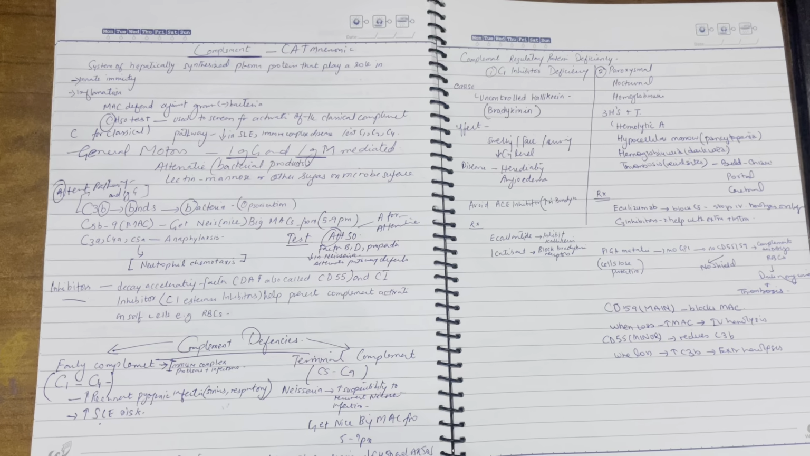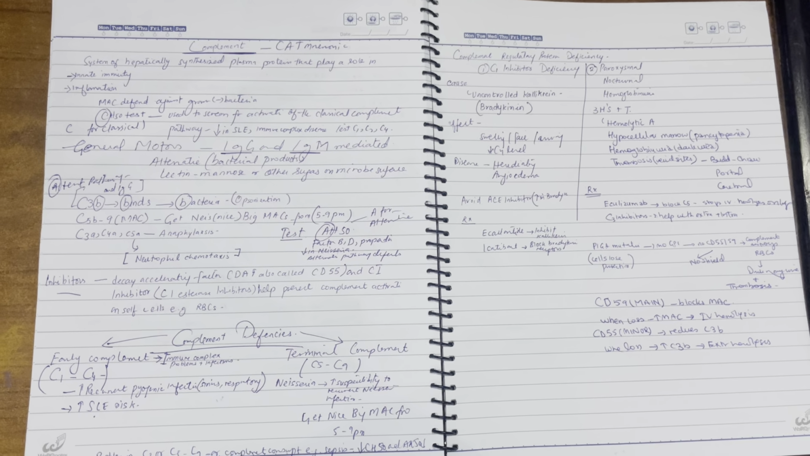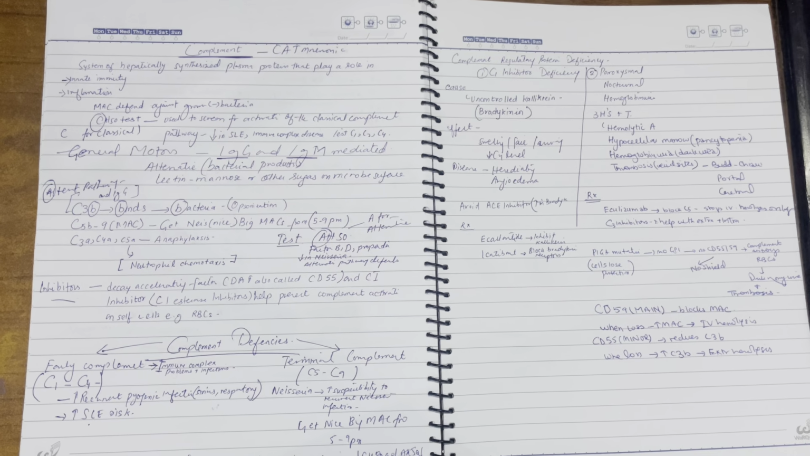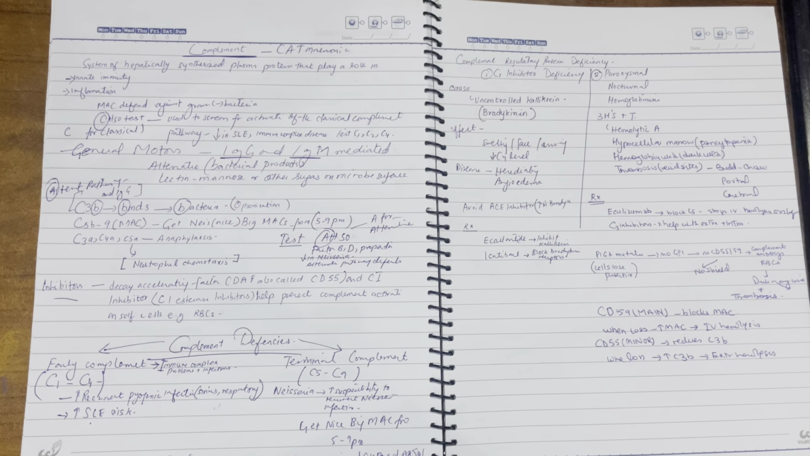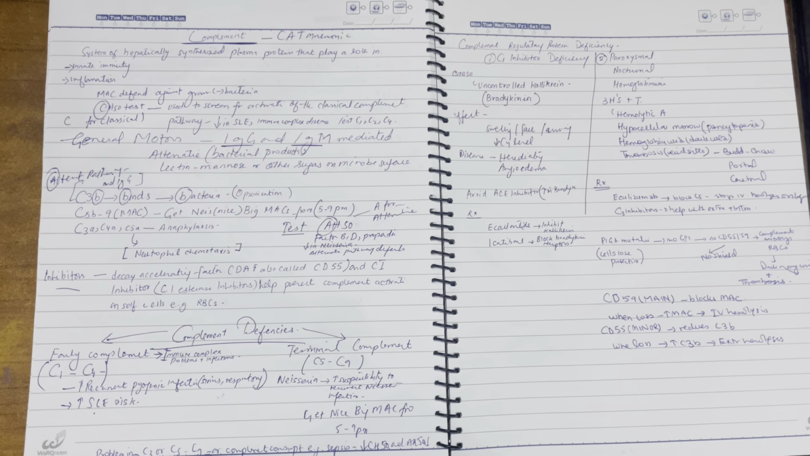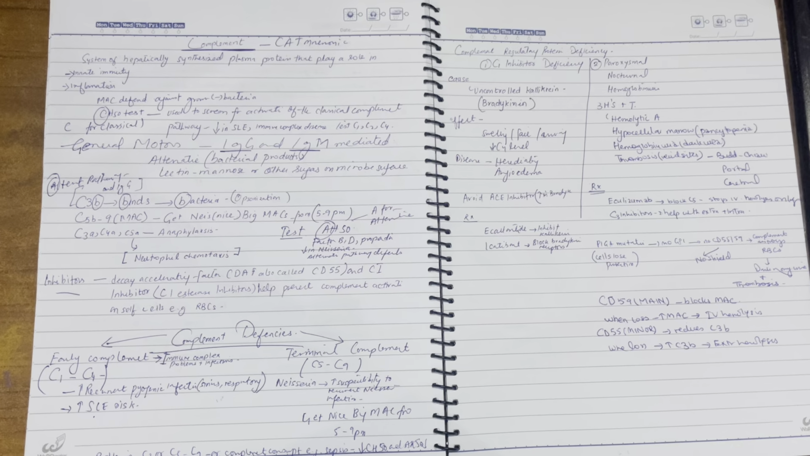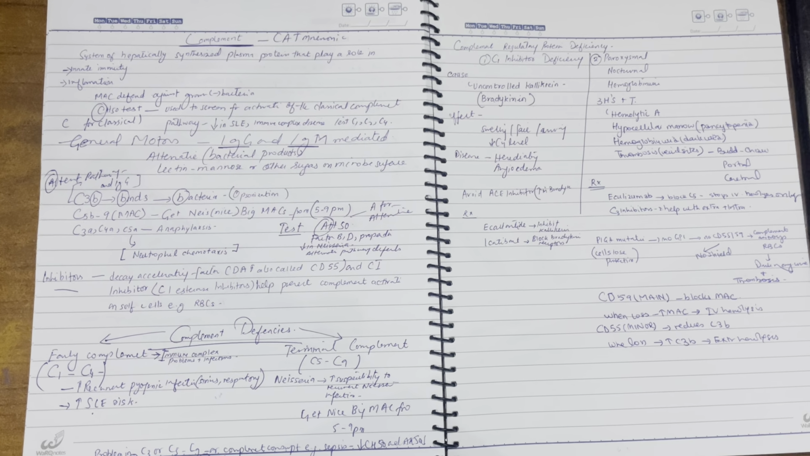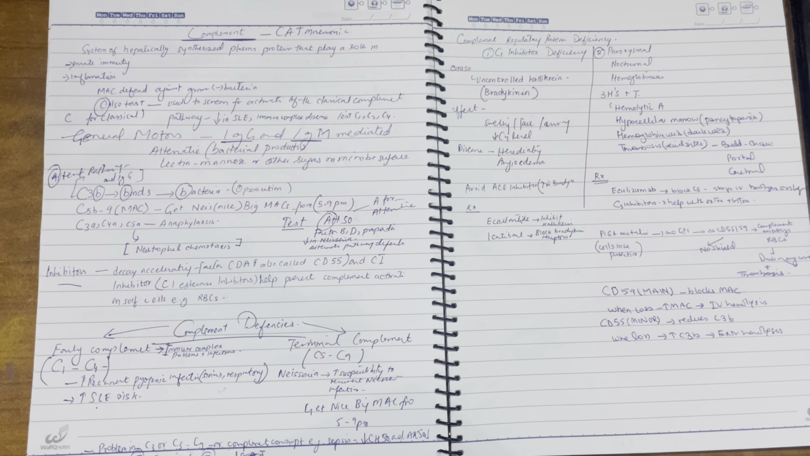The test for the alternative complement pathway is the AH50 test, which is decreased in Neisseria infection. The alternative pathway defects affect factor B, and factor D is involved. Then there are inhibitors, decay accelerating factor, which is also known as CD55, and C1 inhibitor. They help prevent complement activation on cells, for example RBCs.